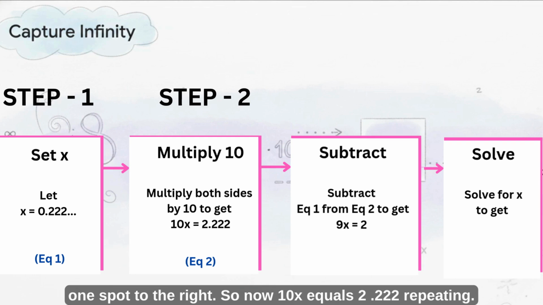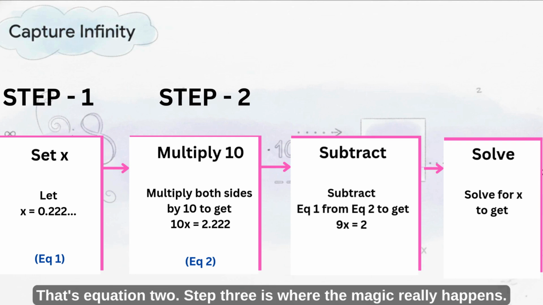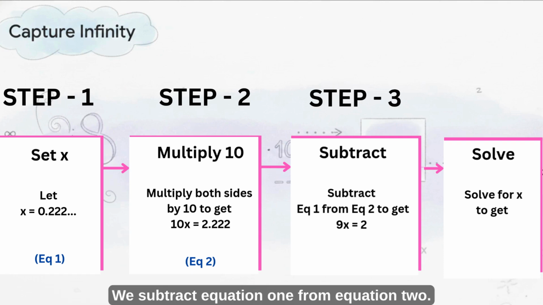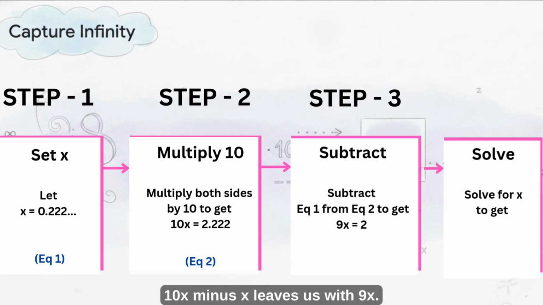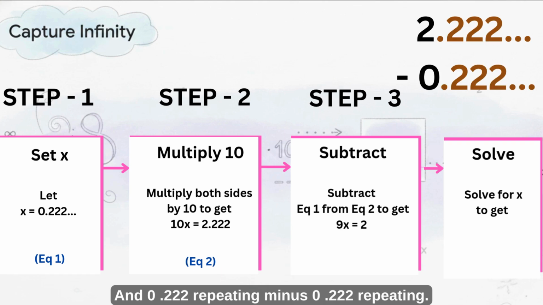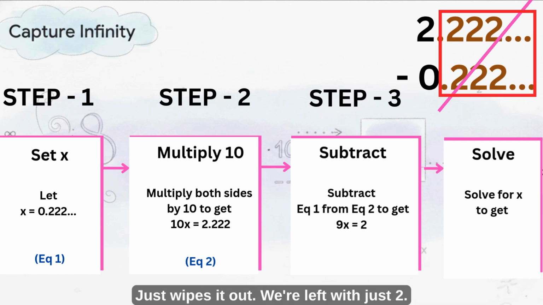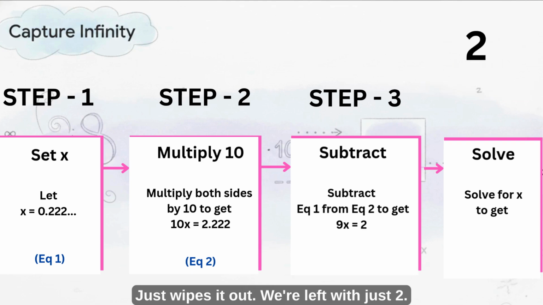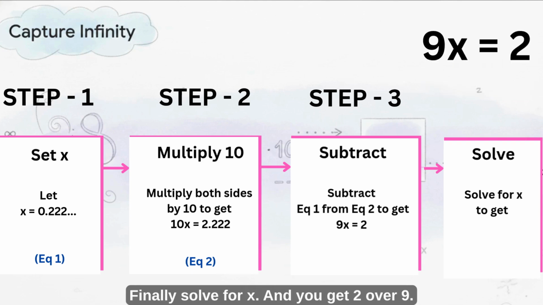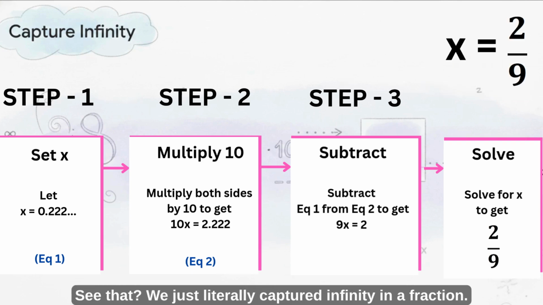So now 10x equals 2.222 repeating. That's equation 2. Step 3 is where the magic really happens. We subtract equation 1 from equation 2. 10x minus x leaves us with 9x. And 0.222 repeating minus 0.222 repeating, it completely cancels out that infinite repeating decimal tail. Just wipes it out. We're left with just 2. Finally solve for x, and you get 2 over 9. See that? We just literally captured infinity in a fraction.